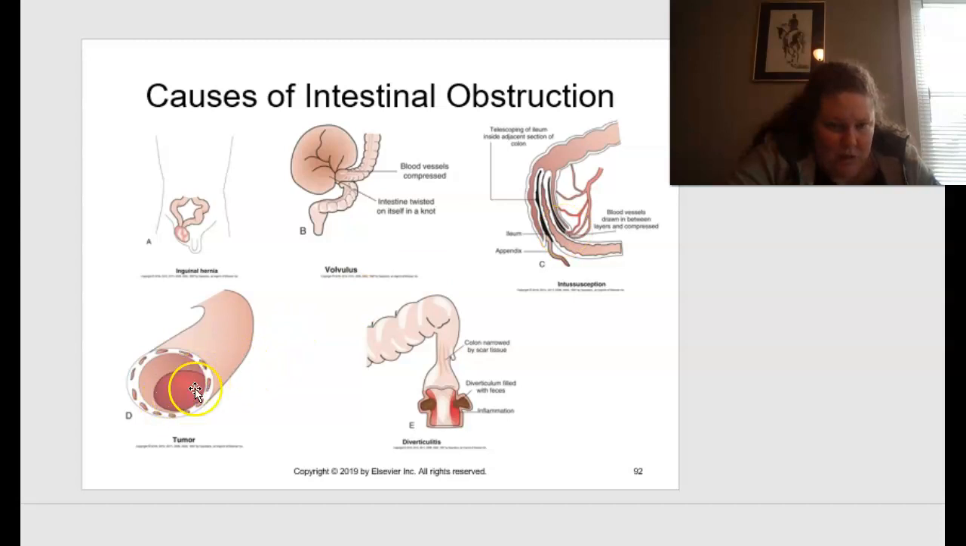Down here you have a tumor, which is going to be compressing, right? And then here you have diverticulitis, and this is where the colon's going to be narrowed by scar tissue, and the diverticulum is going to be filled with feces, and it's going to cause inflammation as well. Again, that's figure 17.41 in your book on page 480.